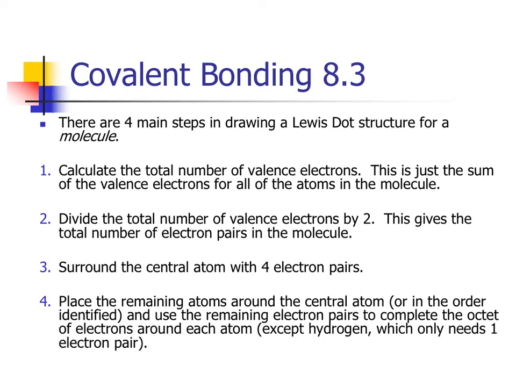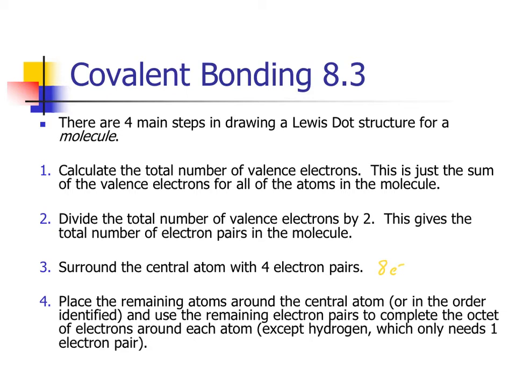Now, there are four main steps in drawing a Lewis dot structure. Calculate the total number of valence electrons. That is the sum of each of the valence electrons for all of the atoms in the molecule. Divide that total number by 2. This will tell you how many pairs of electrons you will have around the molecule. You first surround the central atom with 4 pairs, or 8 electrons, placing the remaining atoms around that central atom in order of their identified. That's usually going to be from left to right, although finding that central atom is going to be the most important thing. Again, your central atom is going to be the one that will allow for more branches.